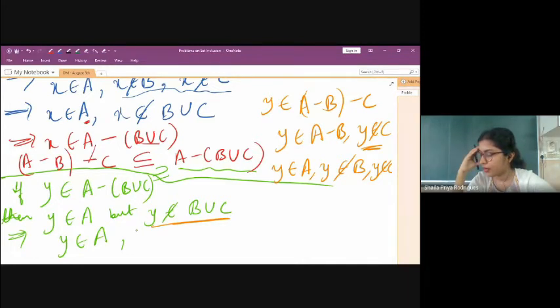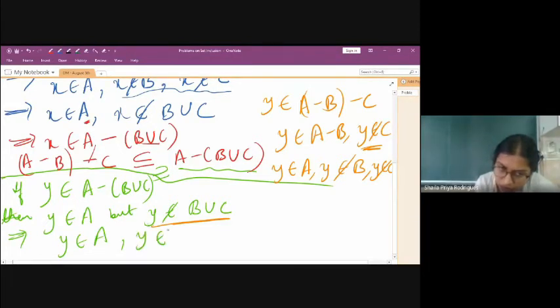The meaning of y not belonging to B union C is that y does not belong to B, nor does it belong to C. Because if y was in any one of those two sets, B and C, then y would be a part of B union C as well. So this is direct. Y not belonging to B union C means that y does not belong to B and it does not belong to C.